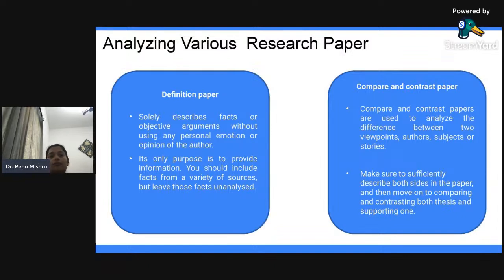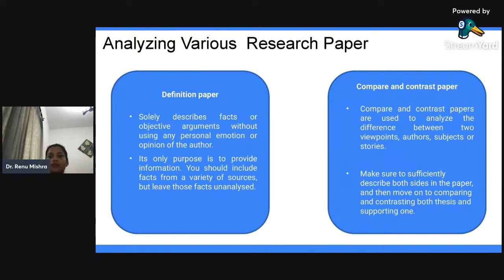Next set of research papers: one is the definition paper. Its purpose is to give information about a particular fact or event, but you don't analyze it, you just explain what has been said previously. Then comes the compare and contrast paper, in which you compare different authors. For example, if somebody is talking about motivation, you choose to talk about what Maslow's theory said, and what Herzberg's theory says, or Theory X and Y, or hygiene factors and motivation factors. Basically, you compare different perspectives.